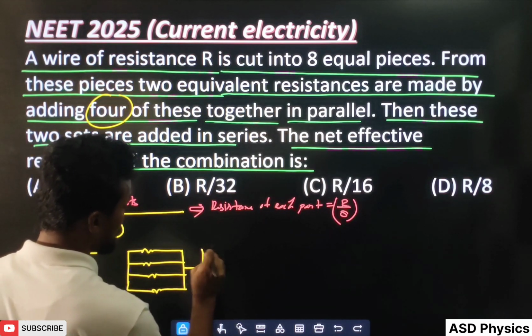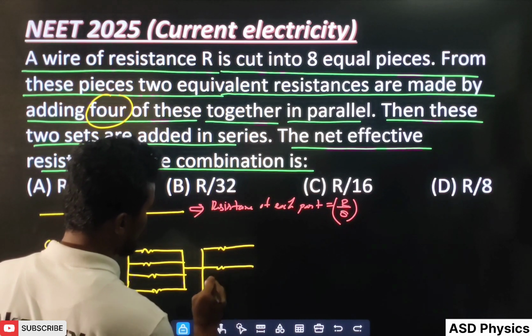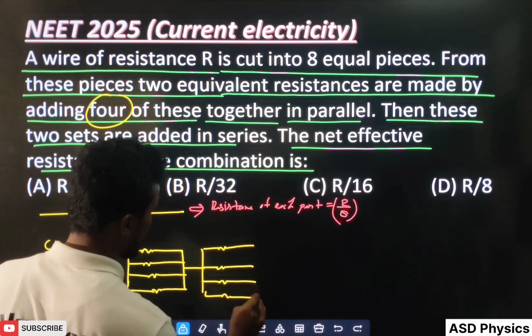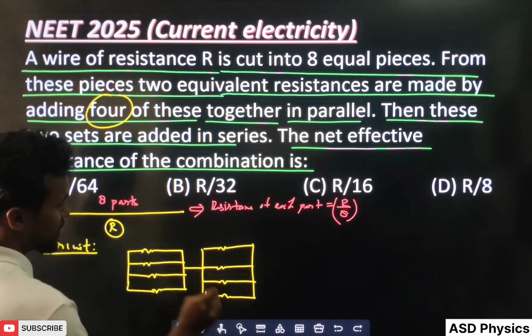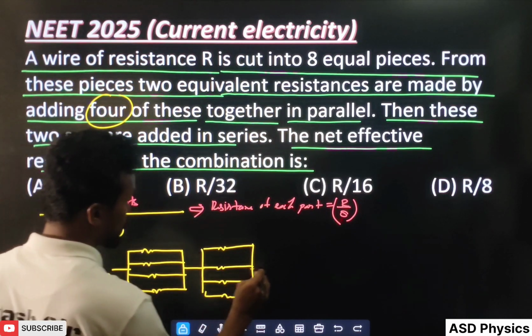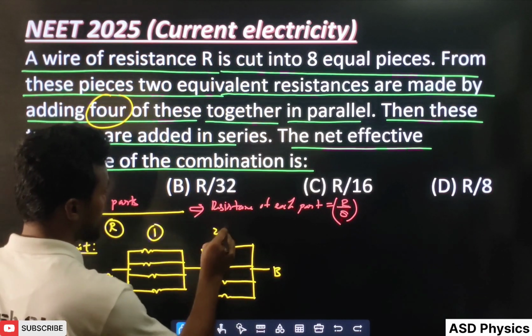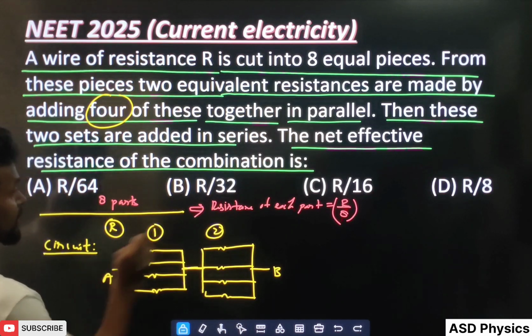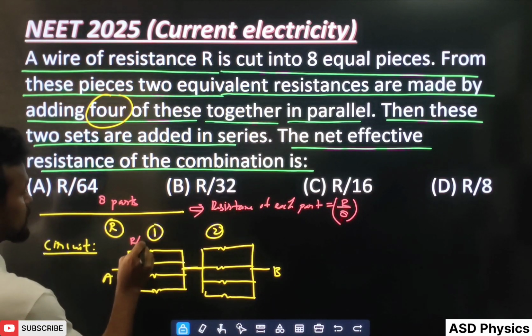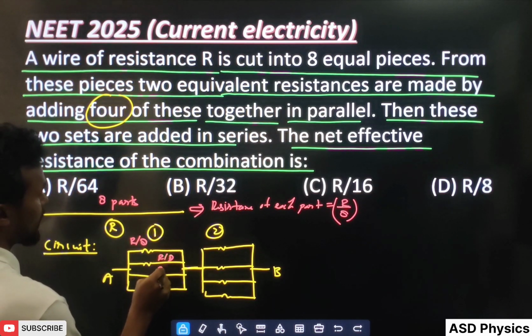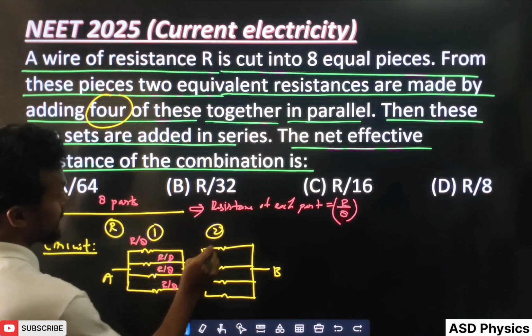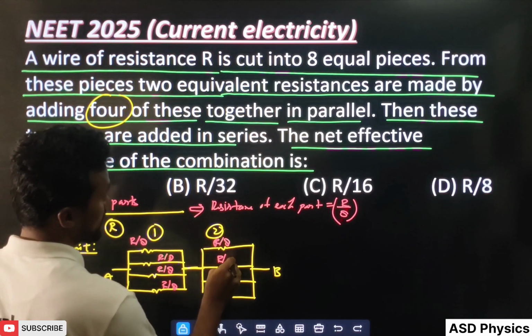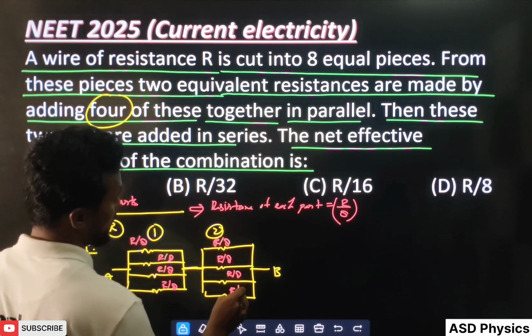Then after that, again 2 sets we are making here, like this. These 2 sets are there. This is 4, this is 4. These 2 sets, this is one set, this is the second set, they are connected in series. So what is the equivalent here? Kindly see here. Each of them is R by 8. All are R by 8 only.